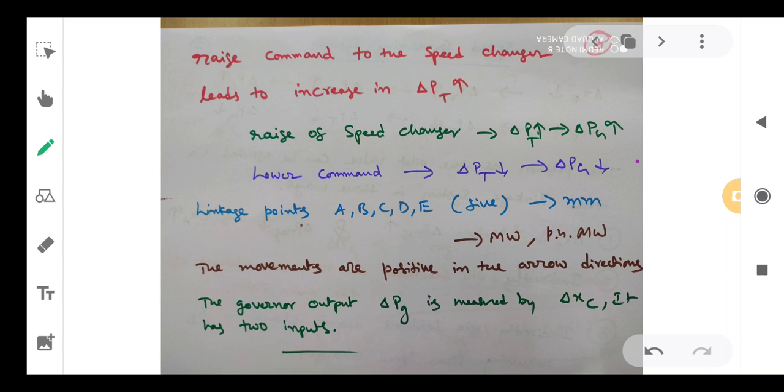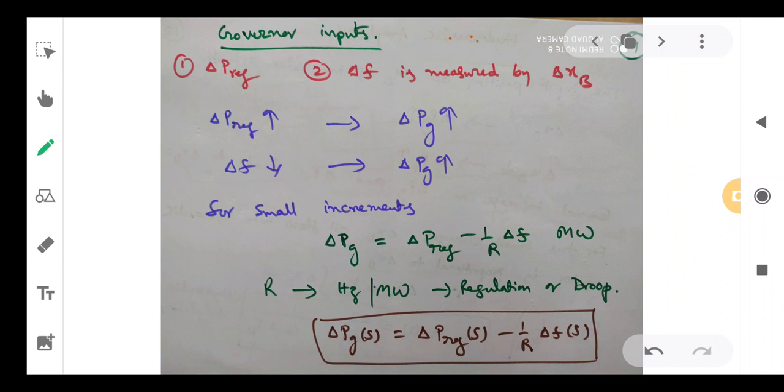All the movements of the points are measured with arrow directions. So, delta Pg is measured by delta Xc. It has two inputs. What are the two inputs? Governor inputs are delta P reference, and second, delta F, which is measured by delta Xb. If delta P reference is increased, delta Pg also increases. If delta F decreases, delta Pg also increases.